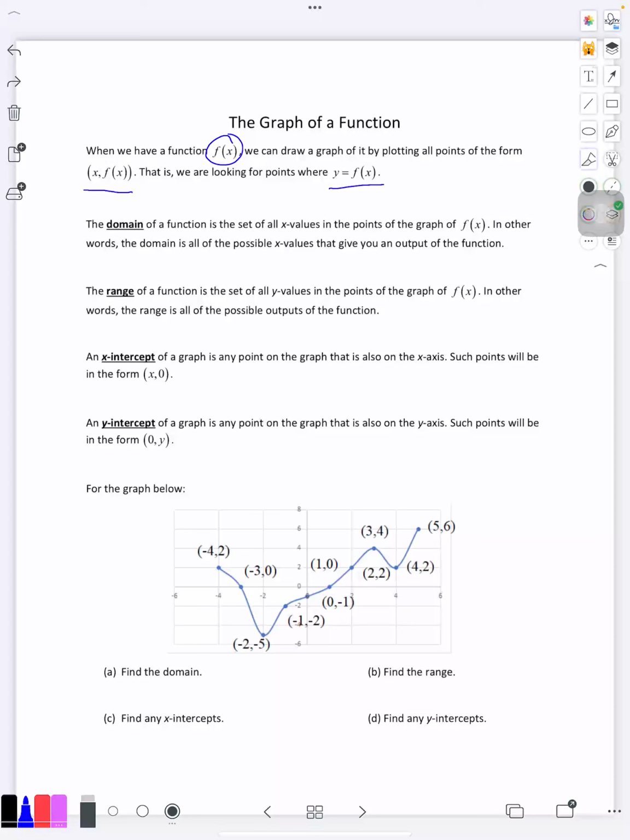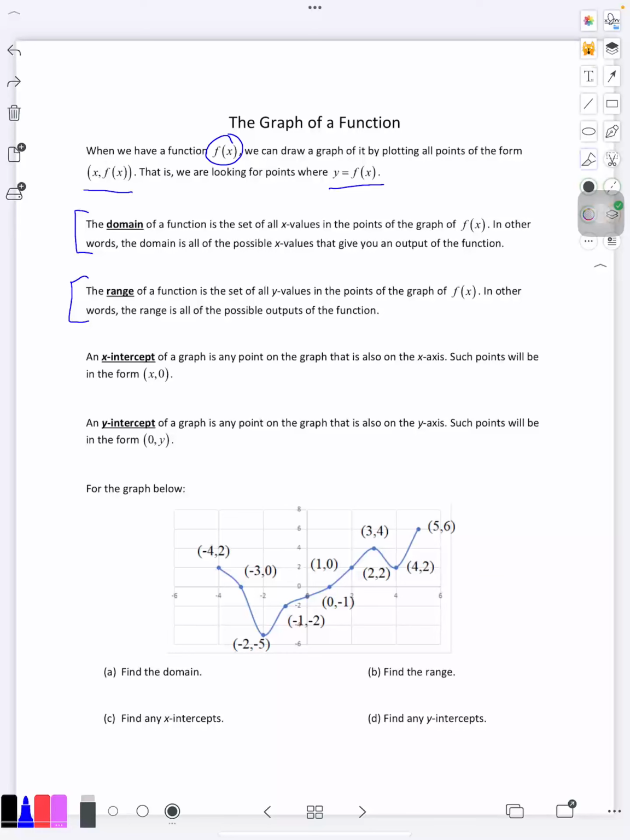Now the domain of a function, the domain is all the x values that exist on your graph. So in your xy coordinate axis, x can be any number, but your graph is not going to be everywhere on your xy axis. It's going to be just some places. Wherever you have points, all those x values is your domain. For the range of a function, it's the exact same as domain, except it's all the y values on your graph.